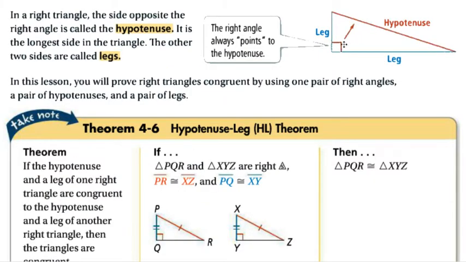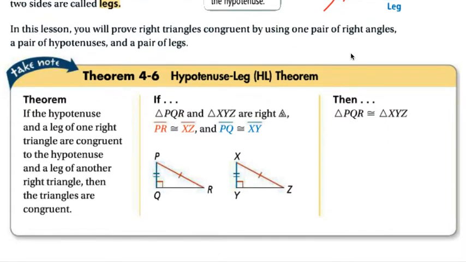When we have a right triangle, we have some specific terms we can use. The right angle is always opposite what's called the hypotenuse. The hypotenuse is the longest side of the triangle. So you can always think of that right angle as pointing to the hypotenuse. If I were to put a little line right there, it kind of looks like an arrow with the right angle symbol. It points to the hypotenuse. And the other two sides are called legs. All right, so that's our basic definition stuff that we need for right triangles.